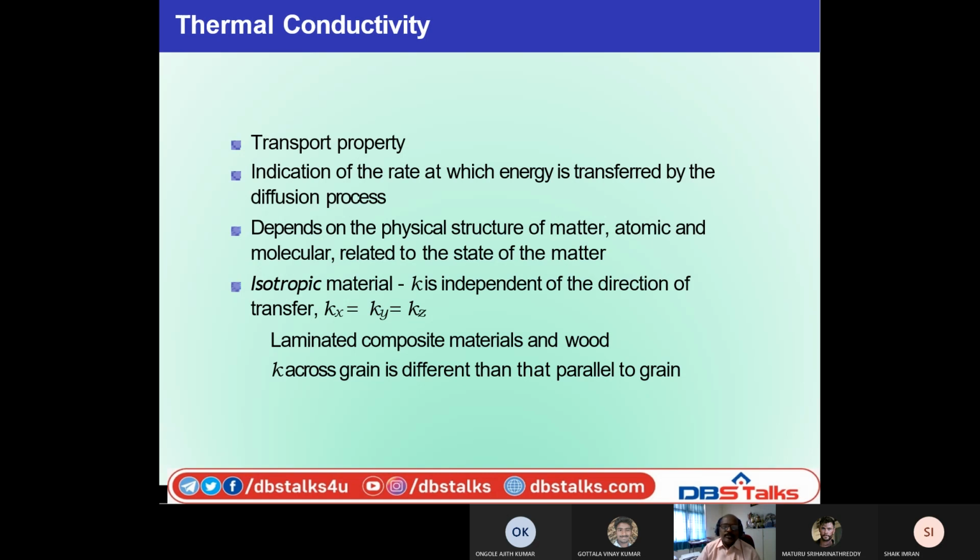Here there is one more term, the isotropic material. There is a K value: in the x direction there will be some value, in the y direction some value, and in the z direction some value. We call them kx, ky, and kz. If kx equals ky equals kz, such a material is called an isotropic material. This is a very important point.